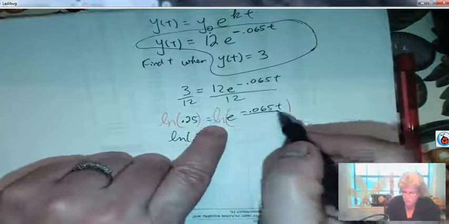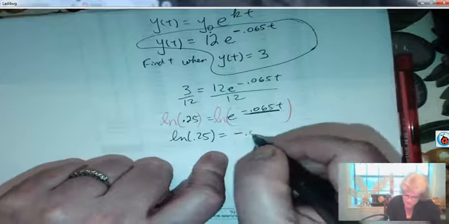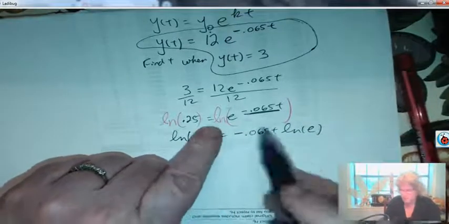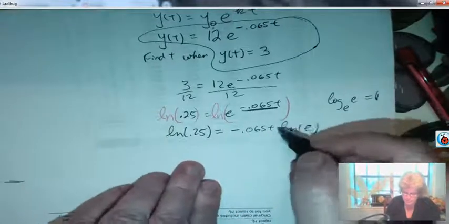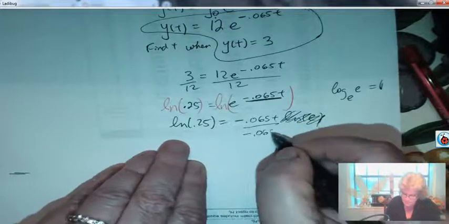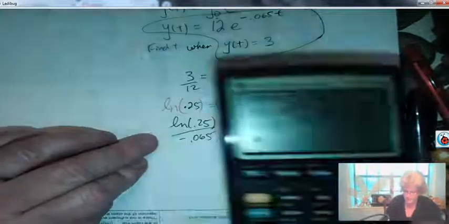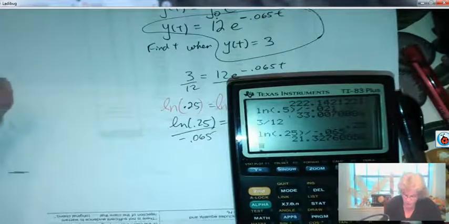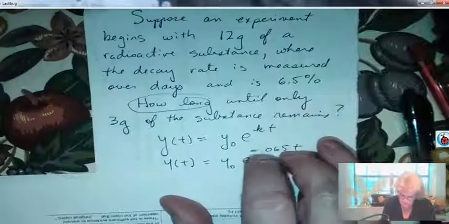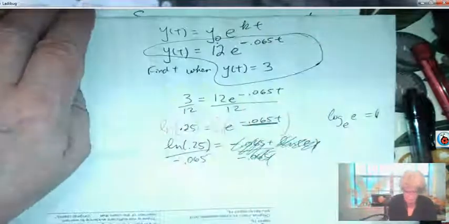Now, if I use Rule 3, what does Rule 3 say? You can take something that's in the exponent and it comes out the front. So now, why did I choose natural logarithm? Because this is that. And when that's the same, you just get 1. So that's the number 1. And then now I can divide both sides by negative 0.065. And so this is my t. And t is going to be ln of 0.25 divided by negative 0.065. So it will be approximately, it's in days, so it's going to be, excuse me, approximately 21 days, or 21.3. They'll tell you on the test how much to round it to.